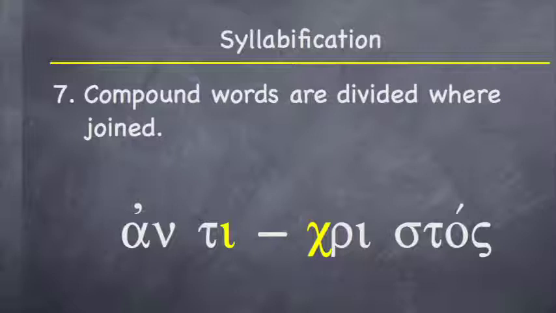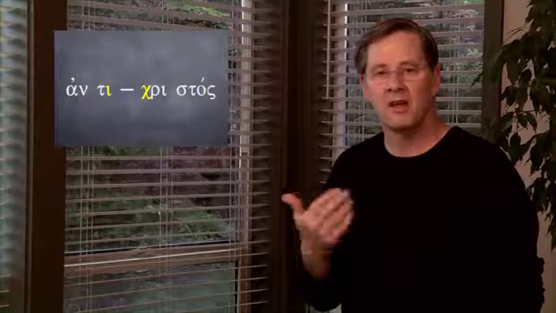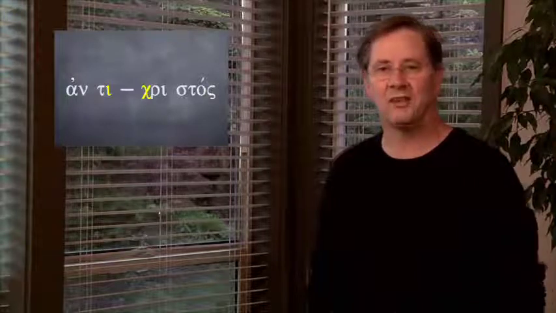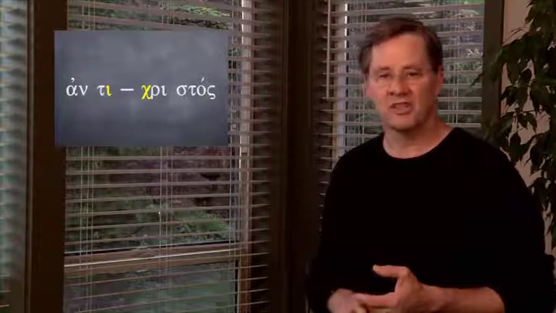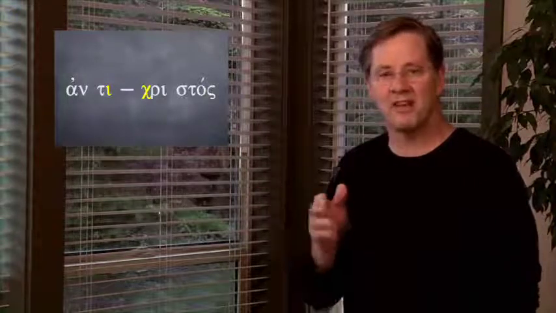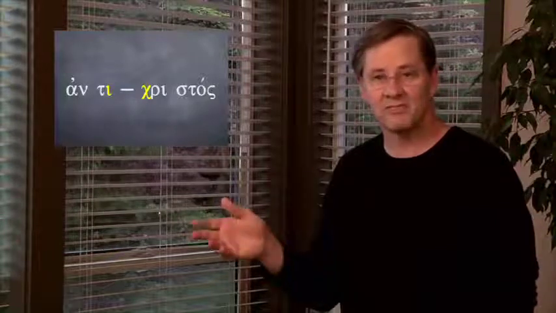And finally, rule 7 is that if you have a compound word, it's syllabified where those 2 words are put together. So in the Greek word for Antichrist, you have anti and Christos, so it's syllabified anti-Christos. Okay? Well, those are the 7 rules of syllabification. Not very hard, and like I said, as you get through even this chapter, you'll probably have a pretty comfortable feel for how to divide up Greek words, okay? Well, how's that? That wasn't too hard, was it?